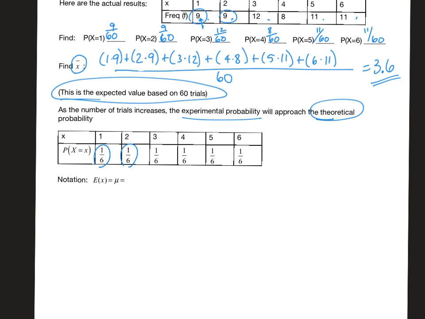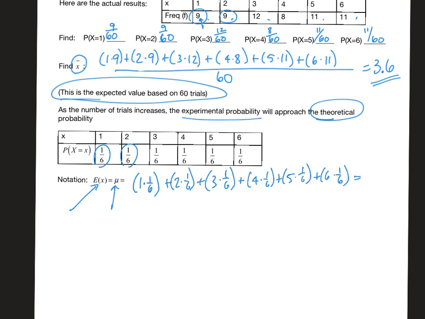So there's some new notation for you. This is what's called the expected value. This is the Greek letter mu. It's used for expected value notation. And this computation is literally the same as the last one. It's going to be 1 times 1/6 plus 2 times 1/6 plus 3 times 1/6, etc. If you put that in your handy dandy calculator, you'll get an expected value of 3.5.